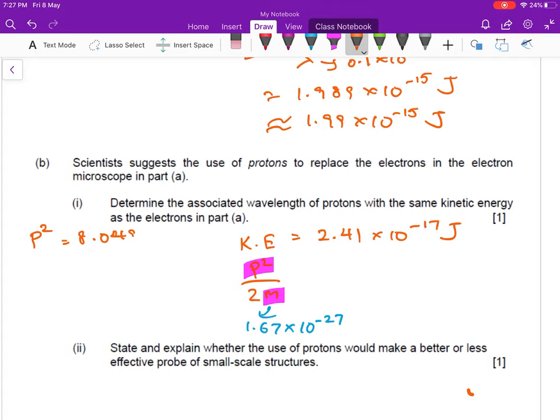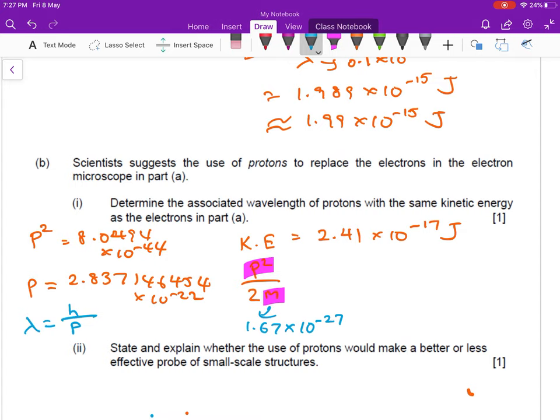So I calculate what is my p. Let's calculate. 2.41 times 10 to the negative 17, and 1.67 times 10 to the negative 27. So your p squared will be equal to 8.0494 times 10 to the negative 44. So what is p? Okay, so your momentum is about 2.83714645 times 10 to the negative 22. So what is your associated de Broglie wavelength?